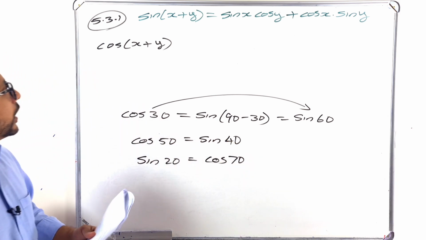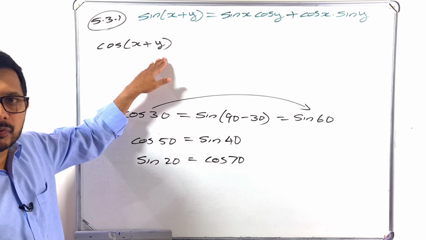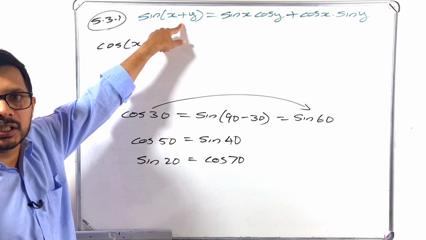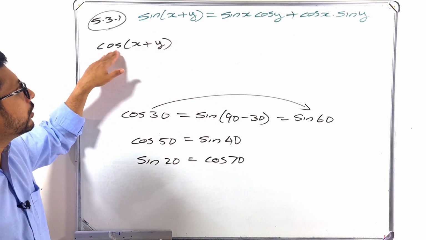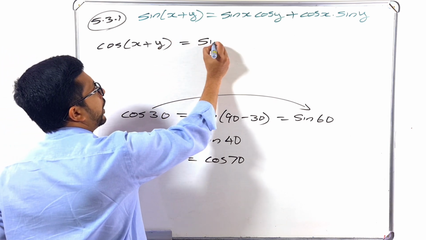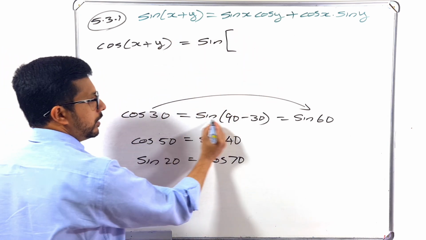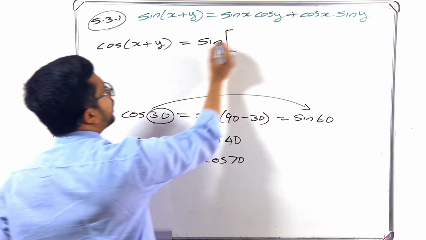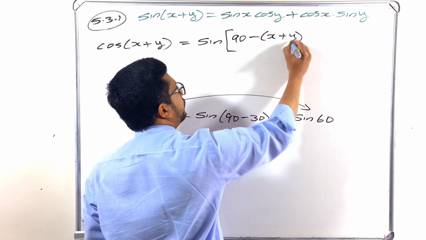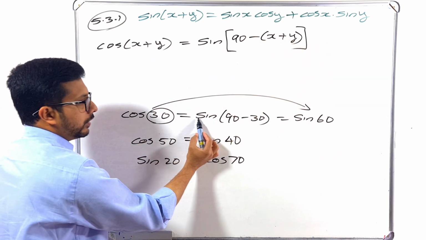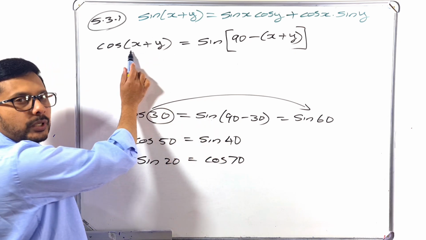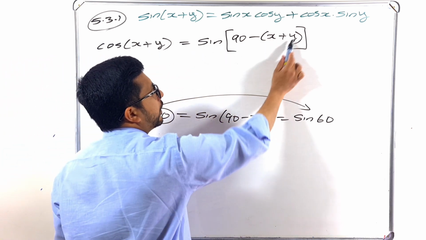Similarly here, we have to find cos of x plus y. What is given is sine of x plus y. So first of all, I have to convert this into sine. How can I convert that into sine? Like what I said, 90 minus the angle, but here the angle is x plus y. So 90 minus that angle, x plus y.